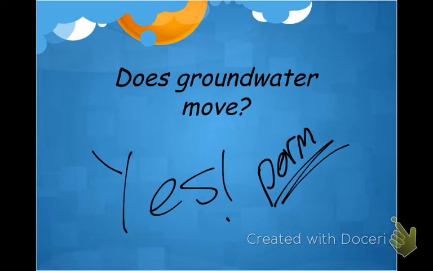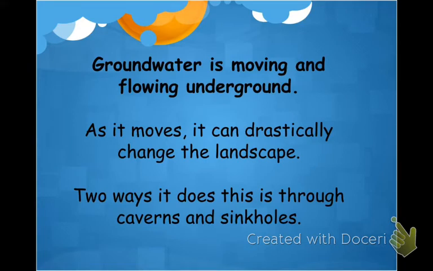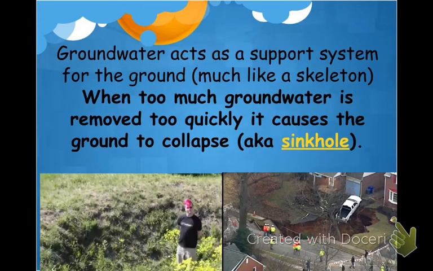So the more permeable, the better the water can move. But yes, water does move. And as it moves, it can create some different features. So groundwater flowing underground can drastically change the landscape. And the way it's going to do that is by creating caverns and sinkholes, which are basically caves and sinkholes. And that's what we're going to look at next.